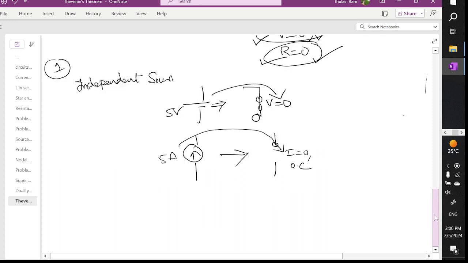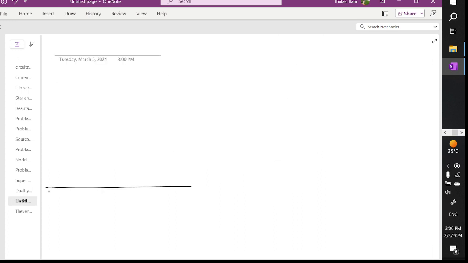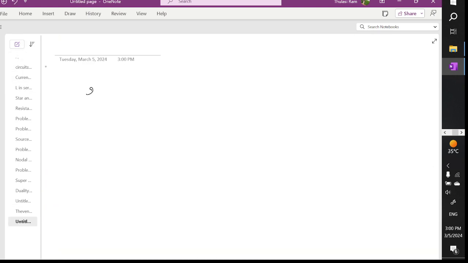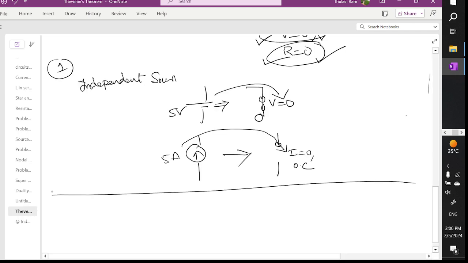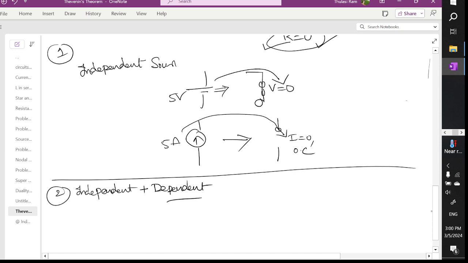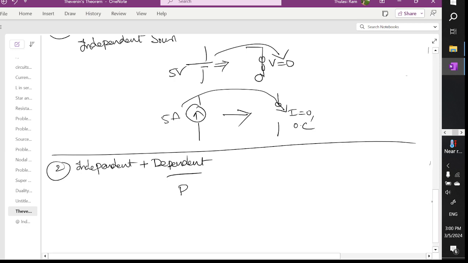So coming to the second case. We studied the first case. The second case is about when we have independent sources and dependent sources. We'll discuss this dependent source later. Let's try to understand case 2. When you have independent and dependent sources, how do you find the internal resistance?